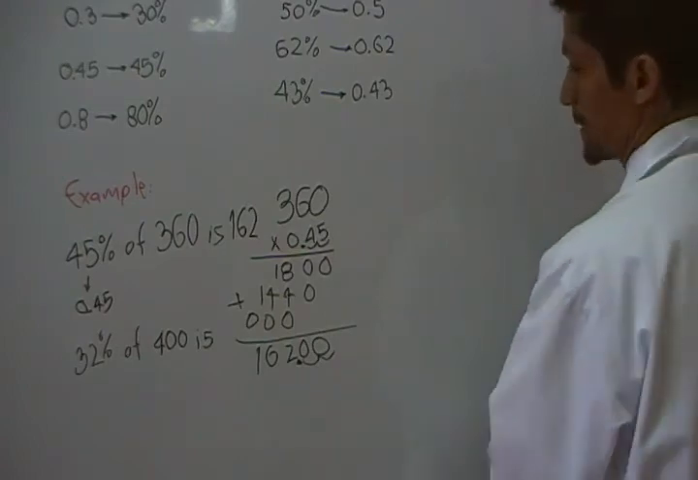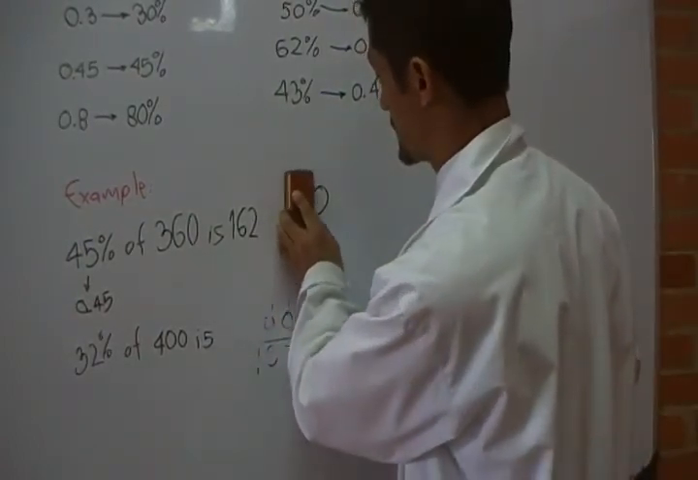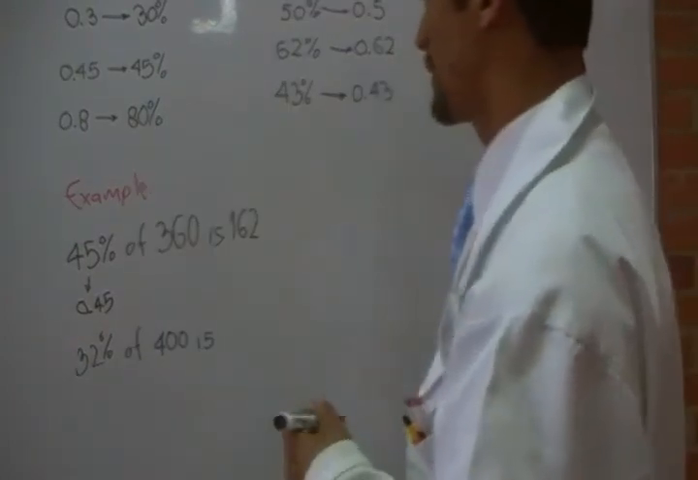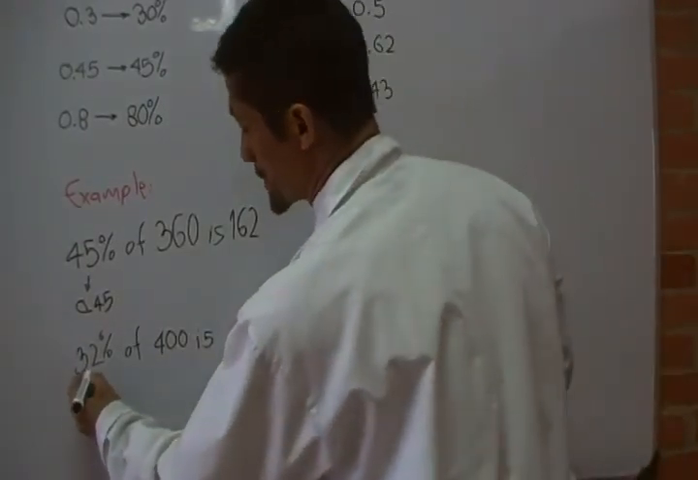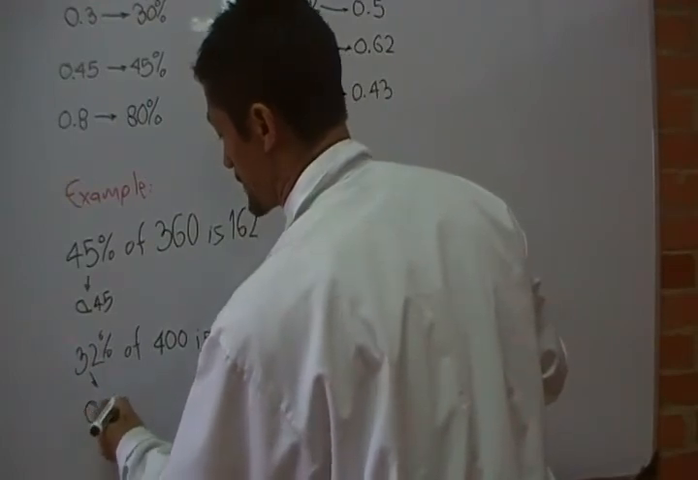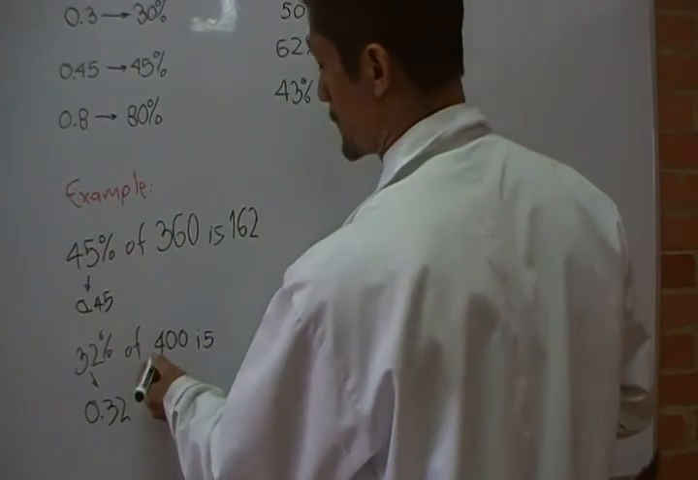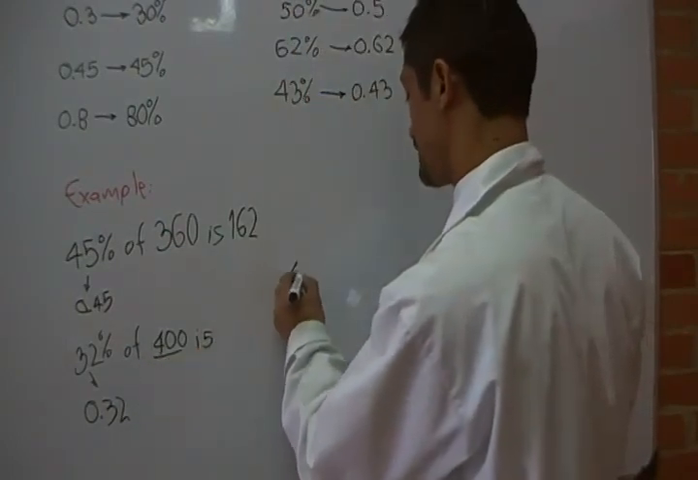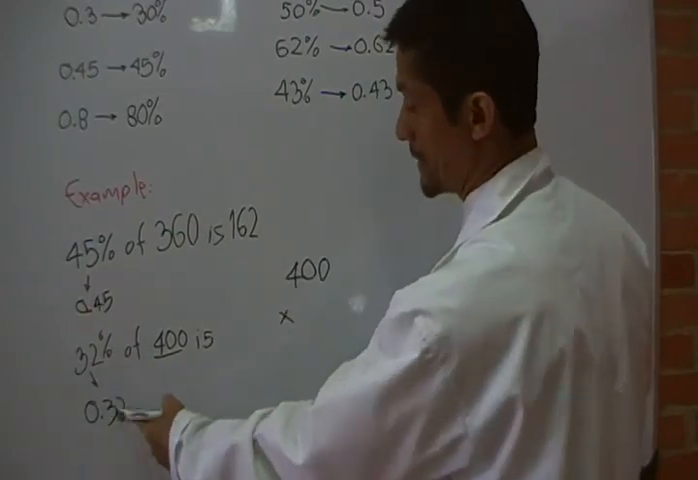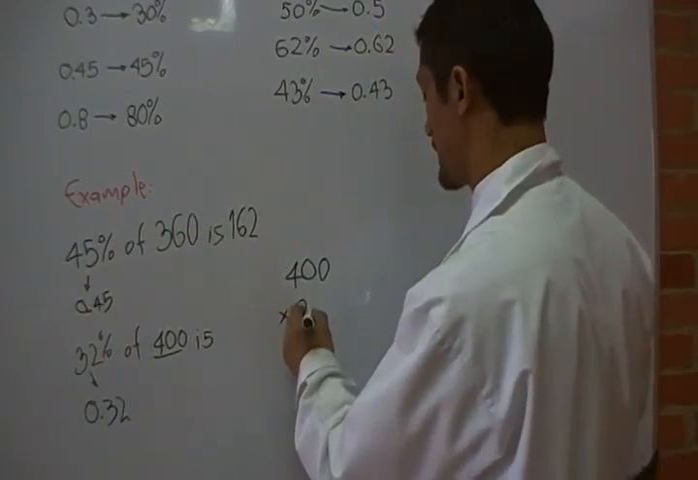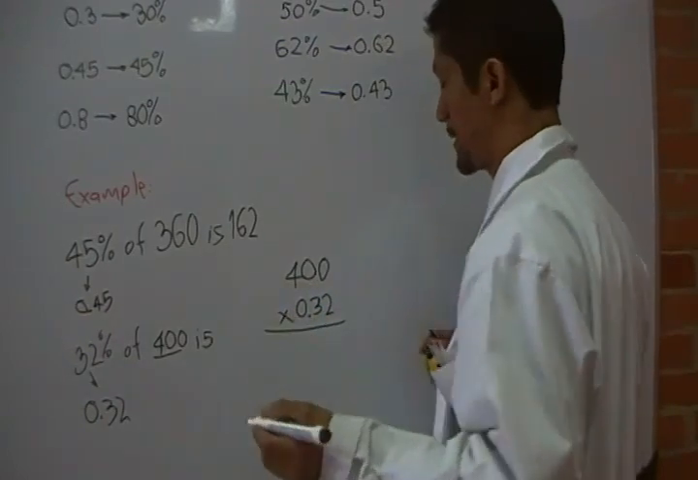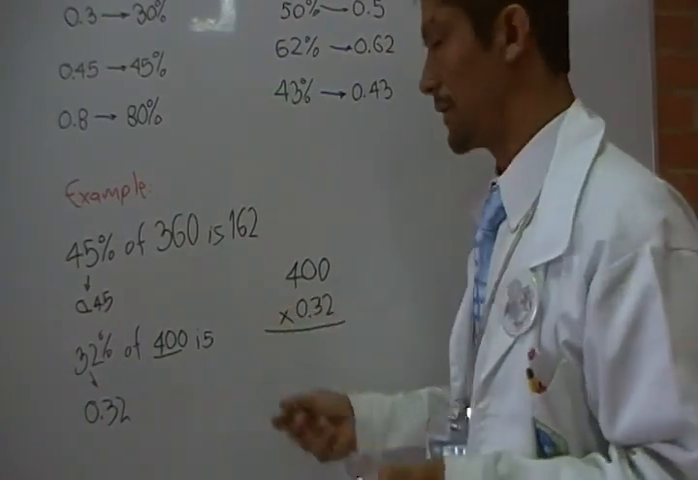Now, to get 32% of 400, we basically follow the same process. I know that 32% in decimal is 32 hundredths. So I have to multiply 400 times the percent in decimal form, and that way, since for this case maybe mental math is not that easy, we can use that other process.